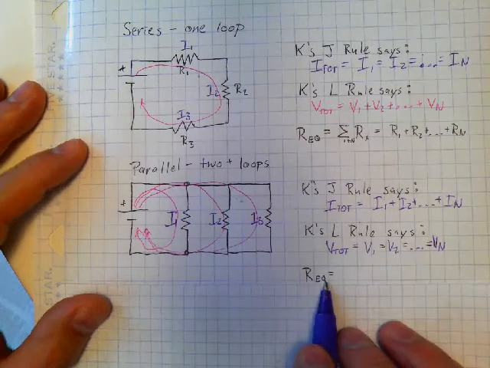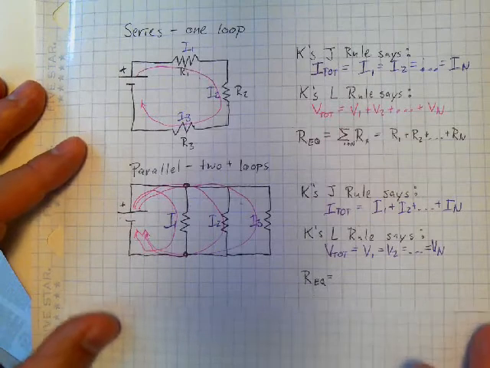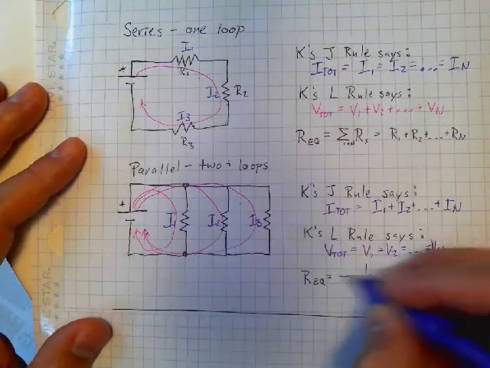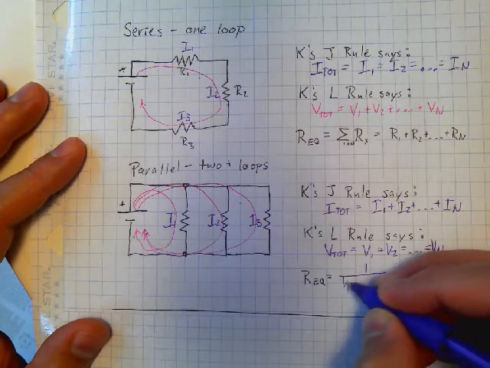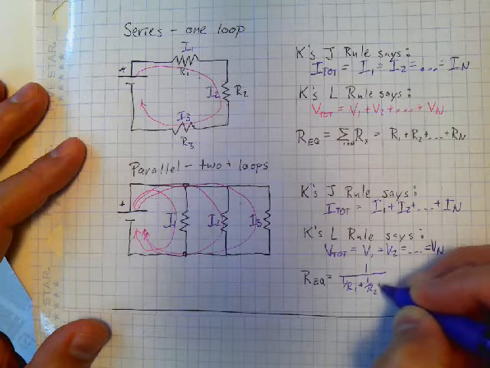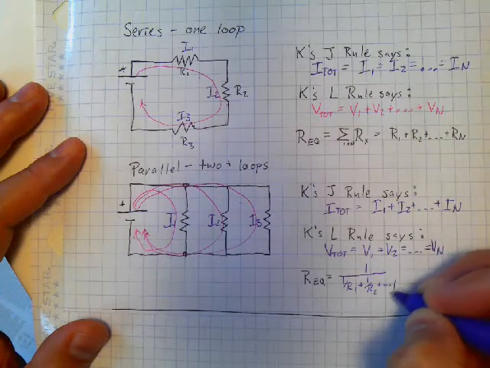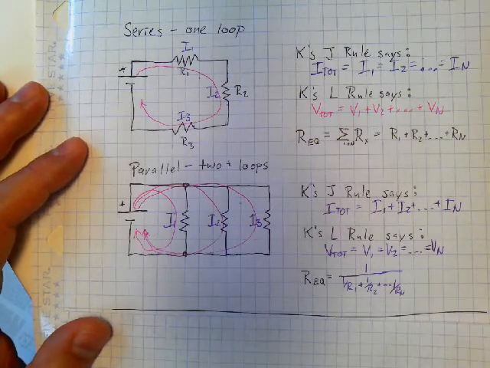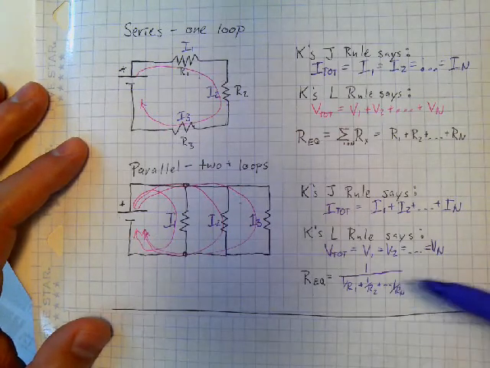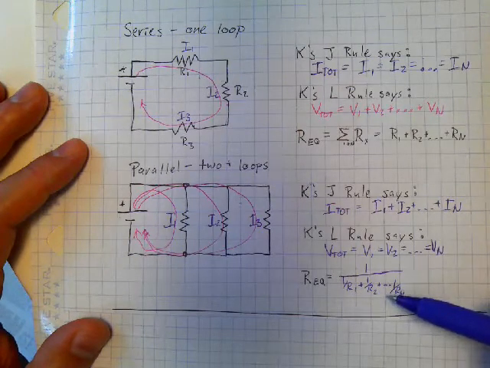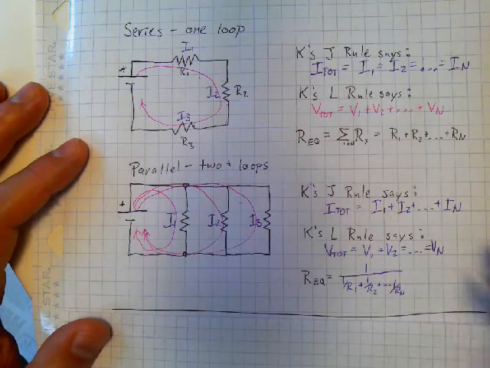The equivalent resistance is really the weirdest thing about parallel circuits. The equivalent resistance is 1 over R1 plus 1 over R2 plus ... 1 over Rn. So we have to find the summation of the reciprocals and then take the reciprocal of that.